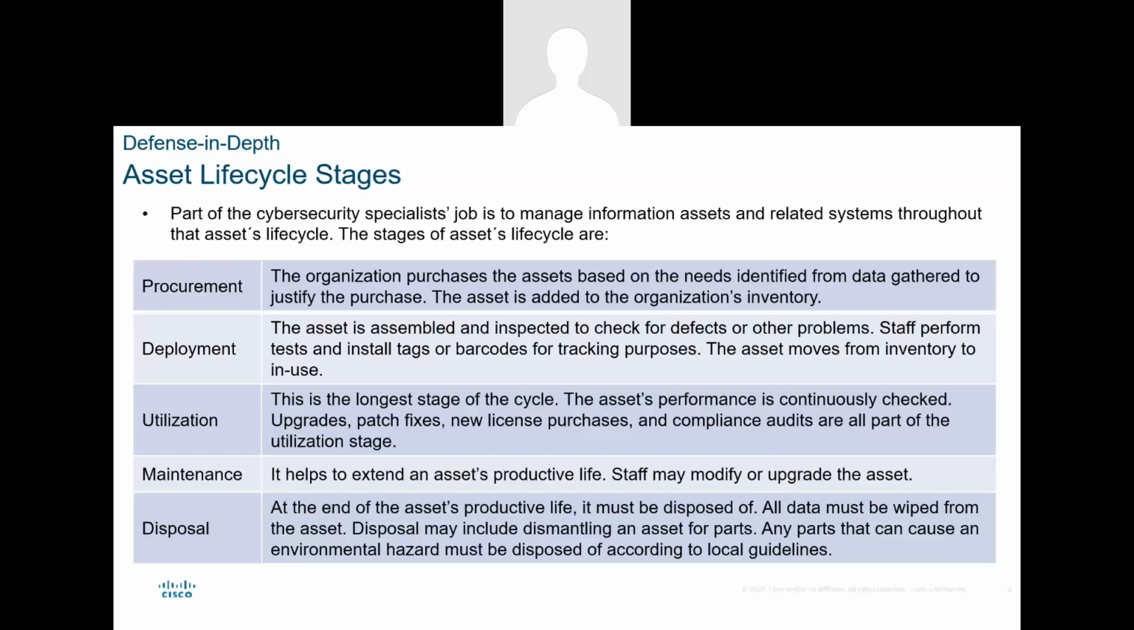Utilization is the longest stage of the cycle. In this stage, you want to make sure that the performance is continually checked. This is where your upgrades, patch fixes, and compliance audits are all part of the utilization stage. Maintenance will help extend an asset's productive life. And then finally, disposal is at the end of the asset's productive life, when it has to be disposed of. You want to make sure that you wipe it, maybe you disassemble it for parts.